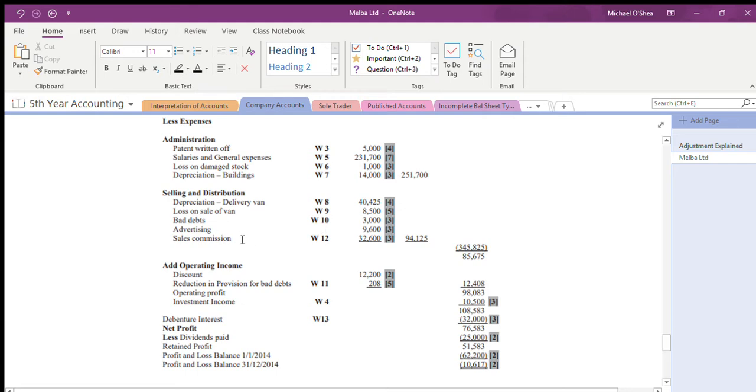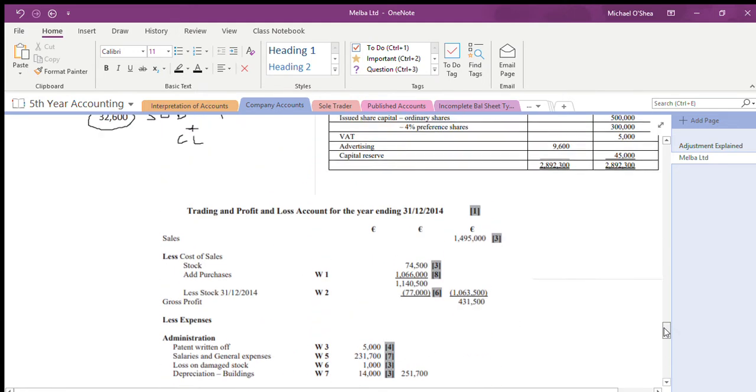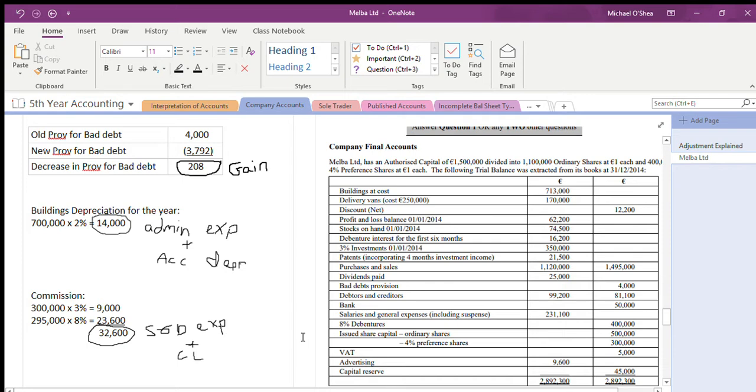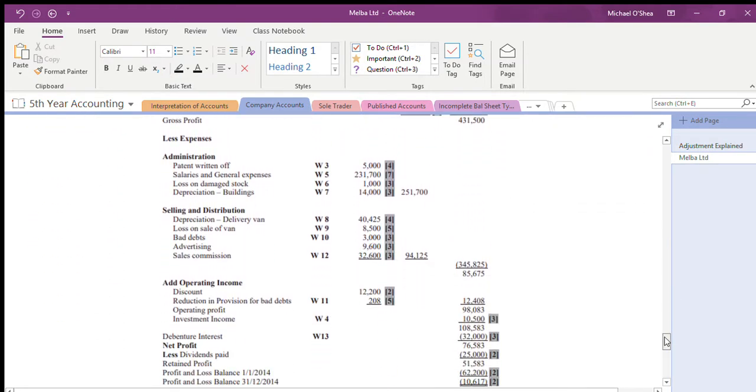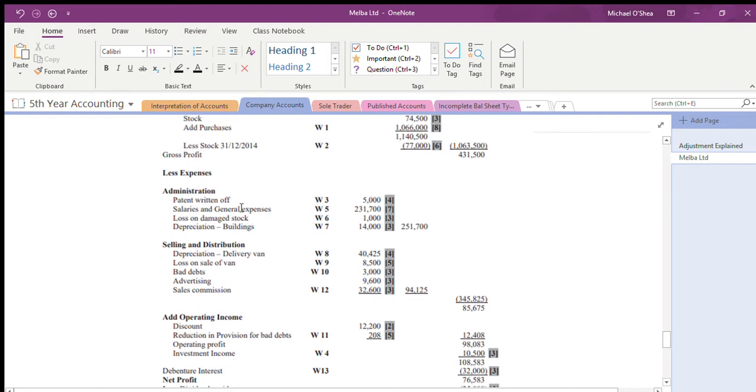So the sales commission was that last note. As I told you previously, when we did that last note, we would have circled it S&D and the creditors within 1 year. Admin, then the rest of your expenses.